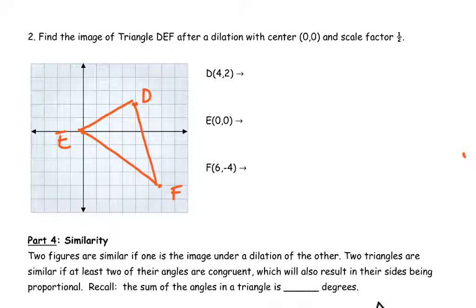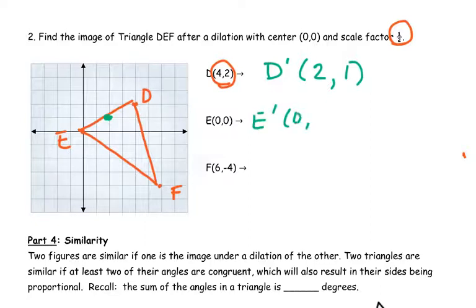Now, to find the coordinates of D prime, we take the point (4, 2), and we multiply each of them by 1/2. So half of 4 is 2, and half of 2 is 1, so it's (2, 1). So I'm going to plot (2, 1). And then E prime is going to be half of 0, which is 0, and half of 0, which is 0. So E prime does not move.